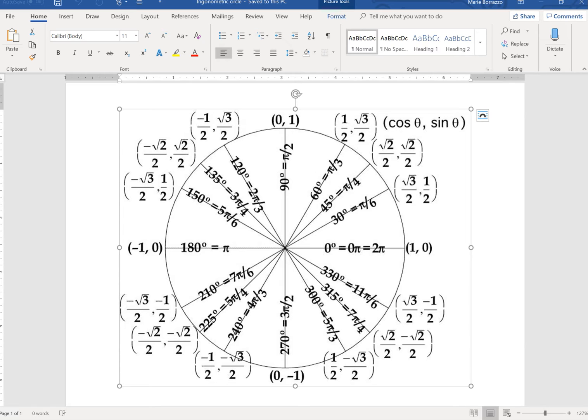If you look at number 51, 51 is asking you for cosine inverse of negative square root of 2 over 2. And so if you come over here to this side, you see negative square root of 2 over 2 for cosine inverse, and you end up with 3 pi over 4, which is the solution.